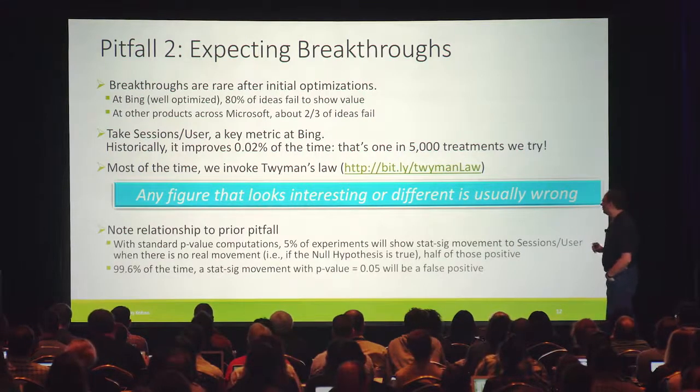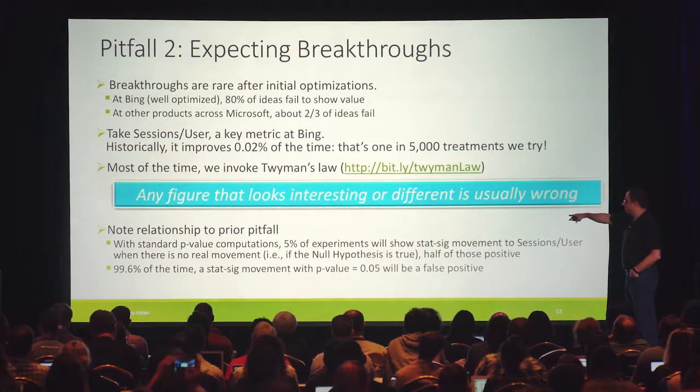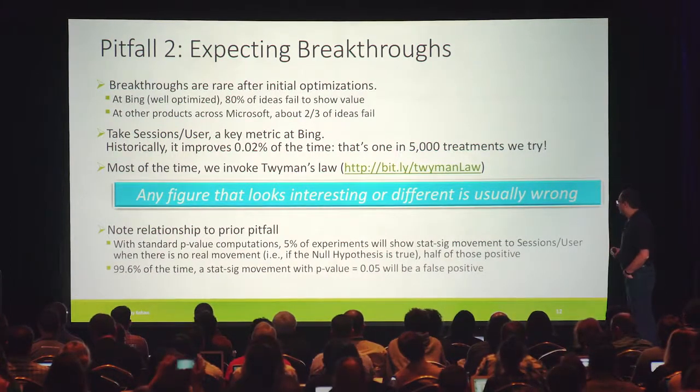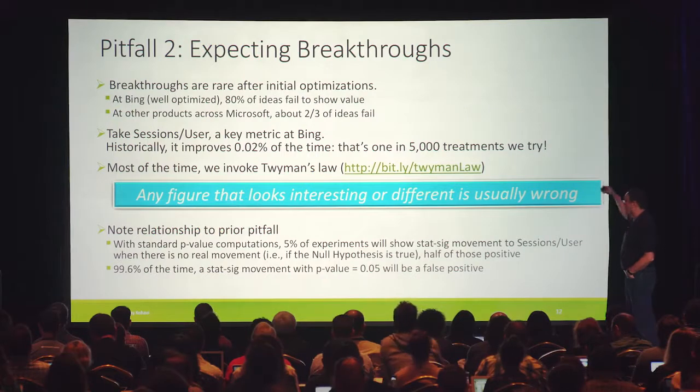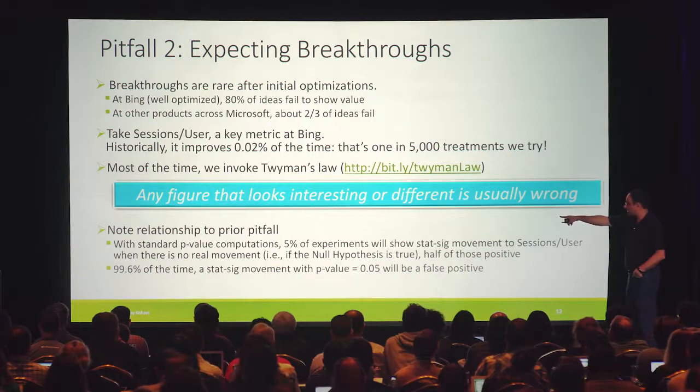And note the relationship to the prior pitfall, by the way. I told you before that the p-value of 0.05 doesn't mean what people think it means. In this case, if 5% of experiments show statistically significant movement to sessions per user, but I'm conditioning on the fact that this really is a hard metric to move, then most of the time, or 99.6% of the time, p-values less than 0.05 means it is a false positive.